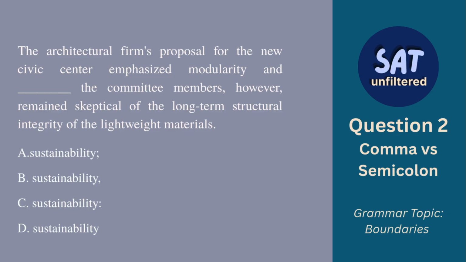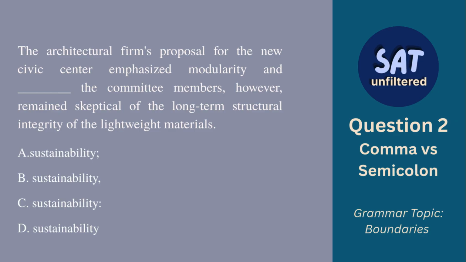So let's go through our answer choices. Option A is sustainability, semicolon. This one is tempting because the semicolon can connect two independent clauses. However, the second part starts with the committee members, and the transition word however is already inside that second sentence. The punctuation needs to allow however to properly interrupt the sentence.